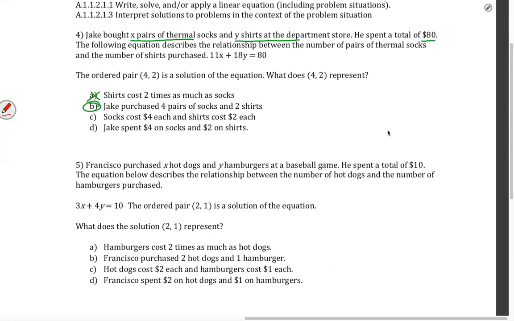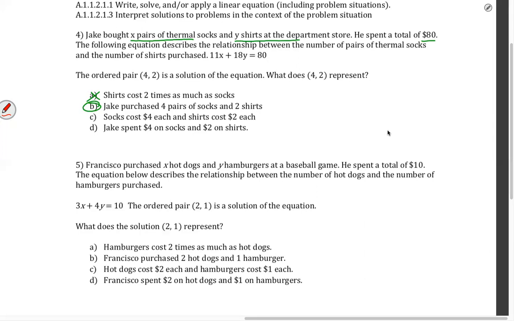Francisco purchased X hot dogs and Y hamburgers at the baseball game. He spent a total of $10. The equation below describes the relationship between the number of hot dogs and hamburgers purchased. So 3x plus 4y equals 10. So the solution is 2, 1. What does 2, 1 represent?